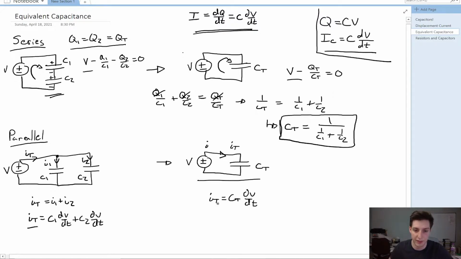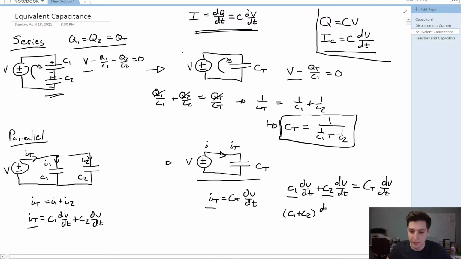Now again, we can set these two equations together to say that C1 dV over dt plus C2 dV over dt is equal to CT dV over dt. We can algebraically modify this to say that C1 plus C2 times dV over dt is equal to CT dV over dt. So we know that the total capacitance is just going to be equal to the sum of the capacitances.